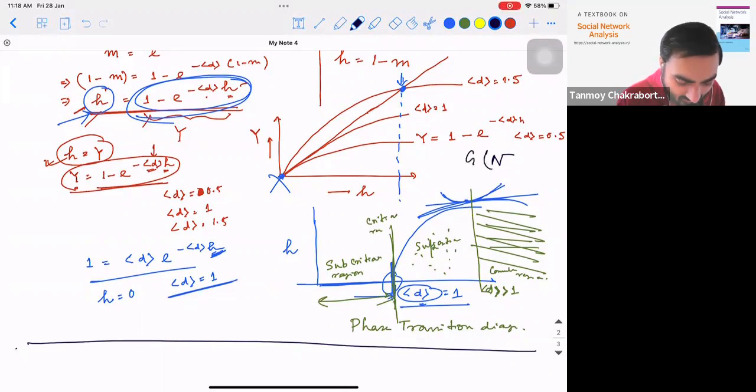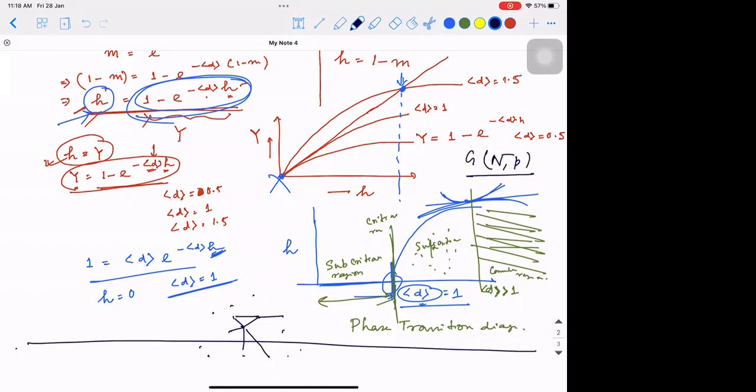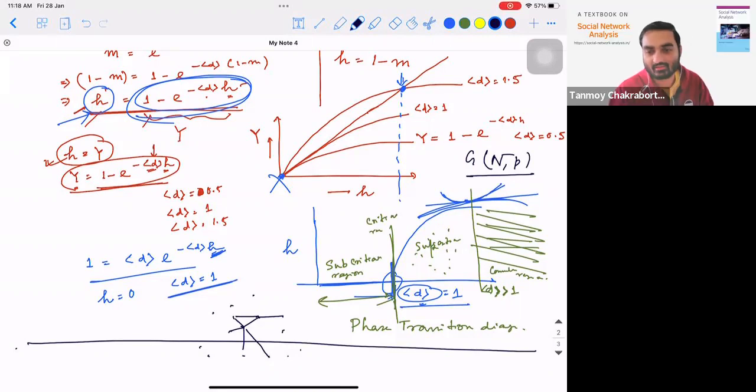So we started with G(n, p). We have these n dots, and what you do here is you start connecting these dots with probability p. And we are interested in the number of edges after which the giant component emerges. And the number of edges is also related to the average degree. So in other words, we are interested in the average degree of nodes after which the giant component emerges.